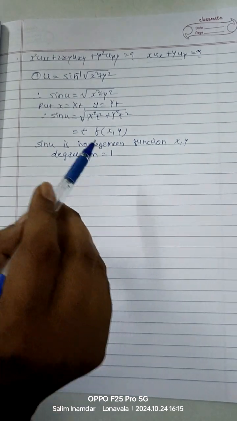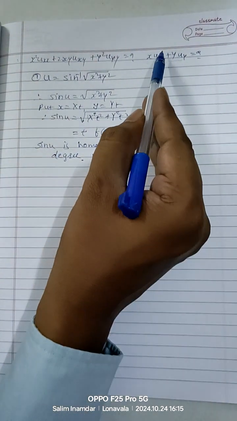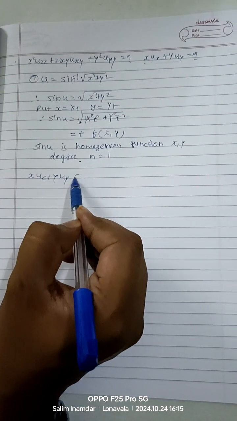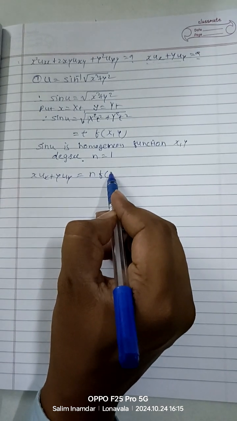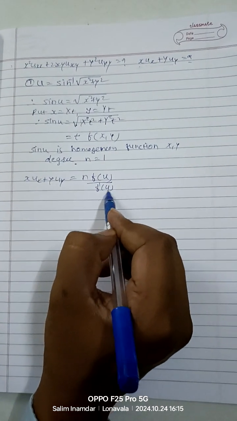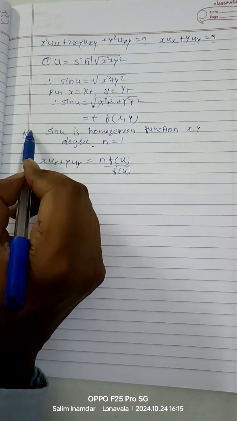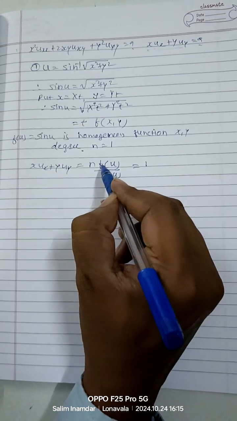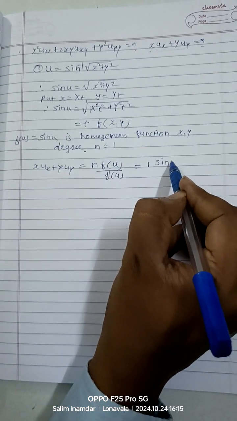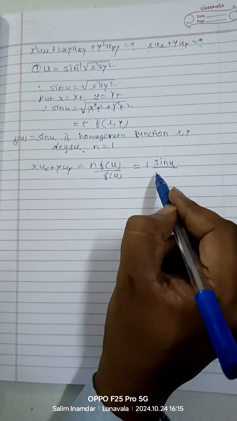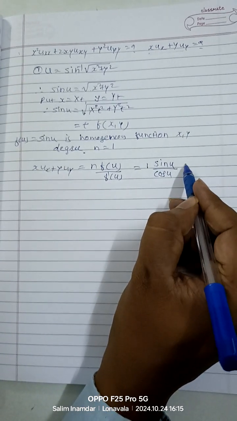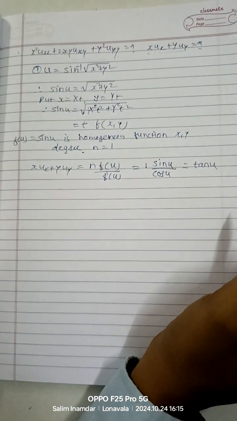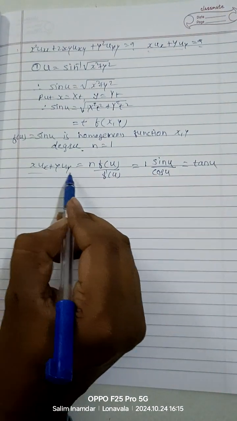Okay, once you get this, then directly you can find out this, for this term, that is x ux plus y uy. You know the formula, what is it? N into f of u upon f dash of u. Now here this f of u is nothing but sin u. So this will become n is 1, f of u is sin u, and divided by derivative of sin u, which is cos u. And so this will become tan u. Okay, so this is the answer for the first term.